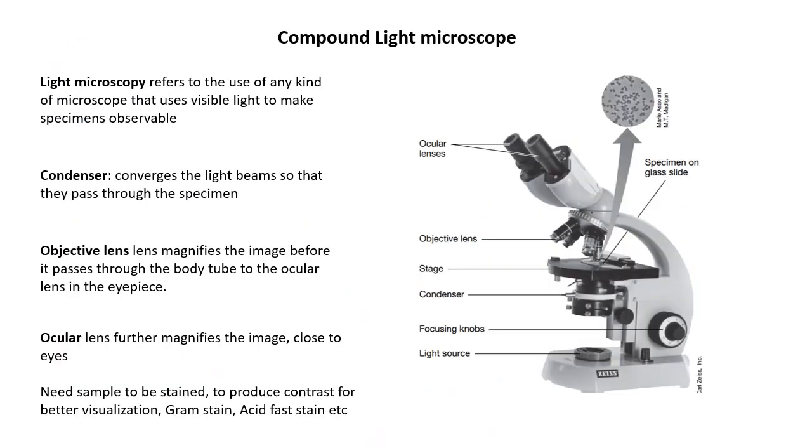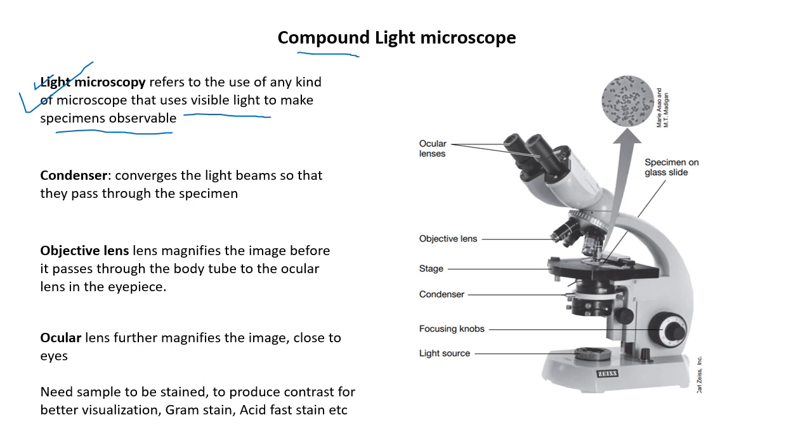And next thing is now come to the light microscope. This is the typical image of a compound light microscope. Light microscope means any microscope that is going to use light to make the image. Any microscope that uses visible light to make specimens observable is the light microscope.